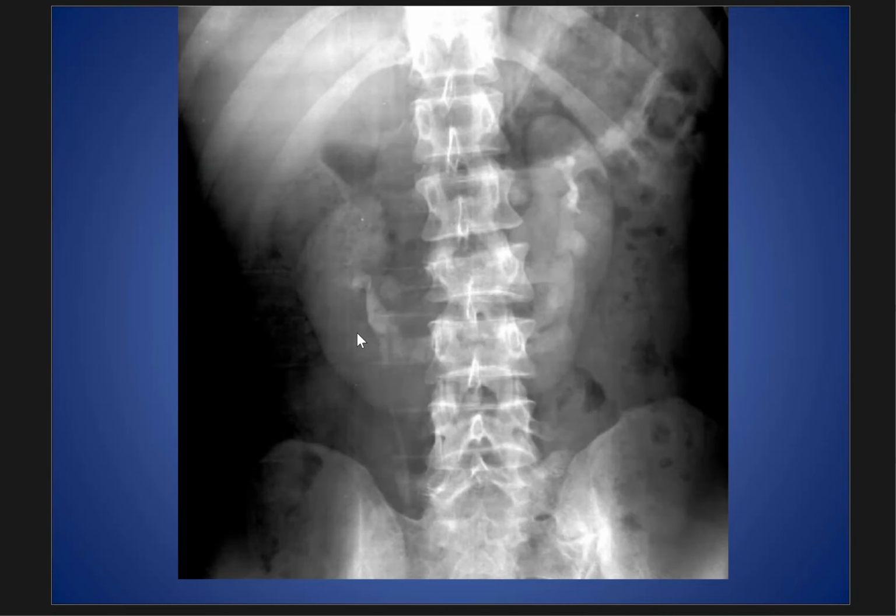Can you remember the relationship between the lower pole of the kidney and the inferior mesenteric artery? What is the importance of this anomaly? What is the importance of this association?